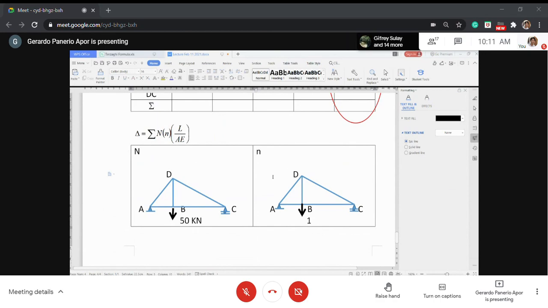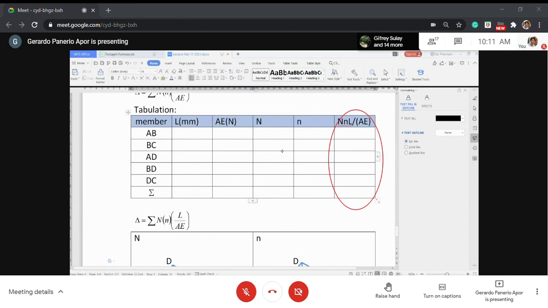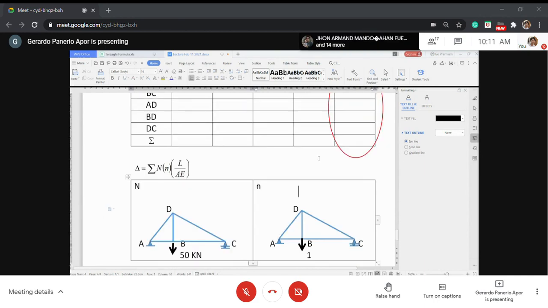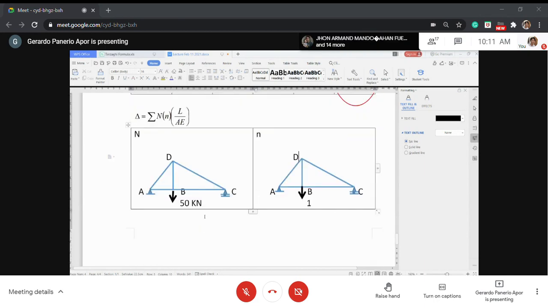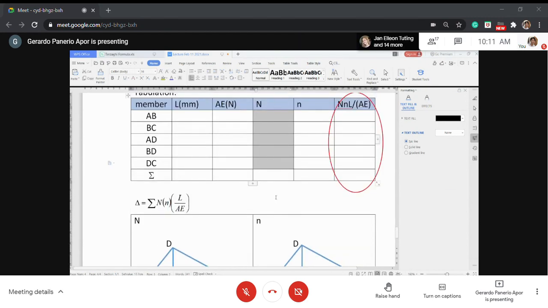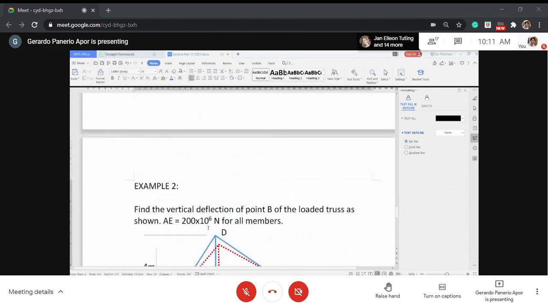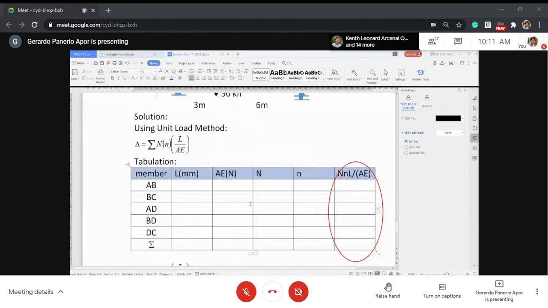Okay. So for this case, you're going to fill this up. For this case, you're going to fill this up. And for the AE, since it is constant for all the members, I'll put here 200, 1, 2, 3, times 10 to the 6. That's Newton. Okay. Then copy all of that. Then paste it here.